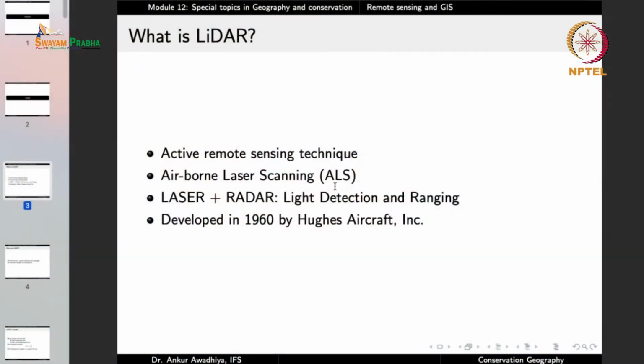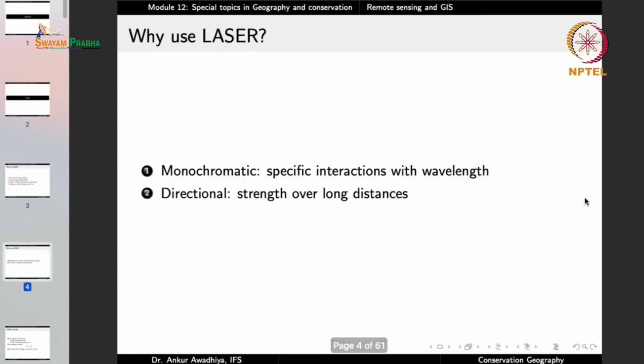It is a method of airborne laser scanning, or ALS. So it is airborne. We typically use it attached to an aircraft, and it is a method of laser scanning. So it uses light amplification by stimulated emission of radiation to scan the different objects. The word comes from a combination of laser plus radar, and we can say that it is light detection and ranging, LIDAR. It was developed in 1960 by Huge Aircraft Incorporated.